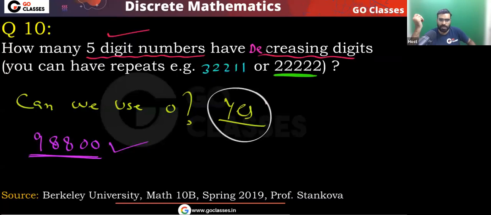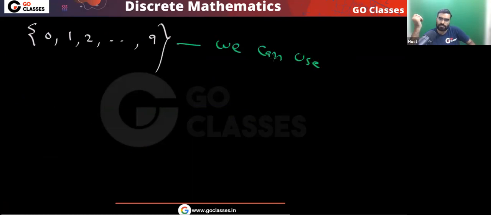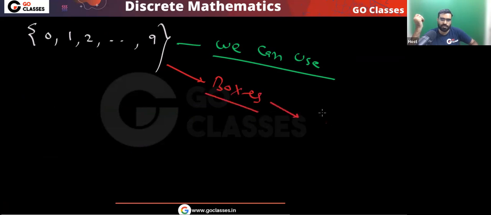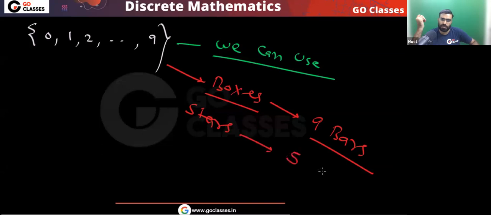So finally, what will happen now? We can use these digits up to 9. And again, the same thing. These are your boxes. So tell me how many bars? Total 9 bars. And total how many stars? Stars are total 5. So your answer will be what? That will be 14C5.